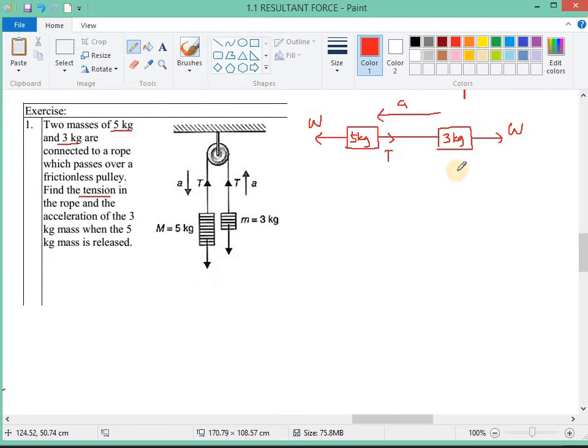If you look from the perspective of the 3 kilogram, this weight pulls to the right, but there is another force, this one, pulling to the left. So this force that pulls to the left will produce a tension that acts on the 3 kilogram and gives this 3 kilogram this acceleration.